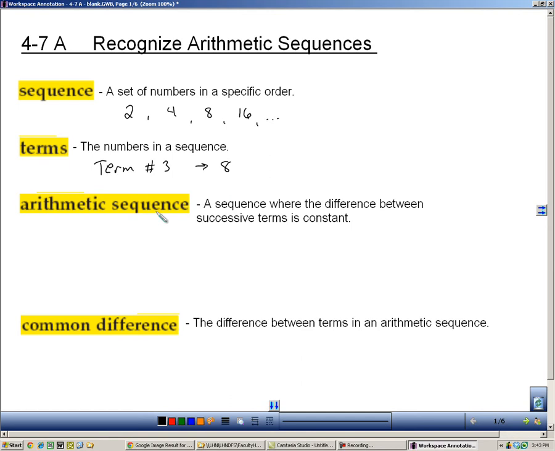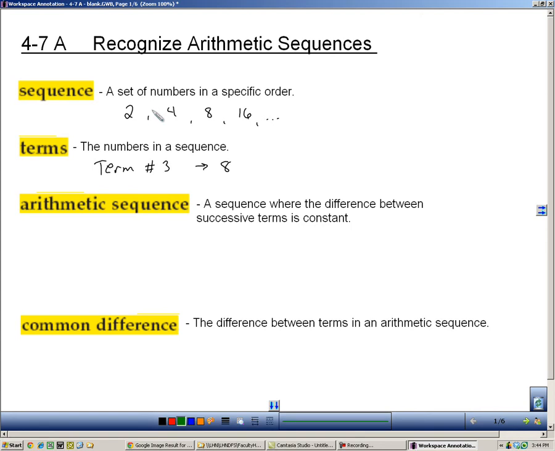Now, an arithmetic sequence, which is what we're actually talking about in this section, is a little different. It's a sequence where the difference between successive terms is constant. Now, what does successive mean? That means terms that are right next to each other. So you have to have terms where the difference between them is the same. That's what constant means.